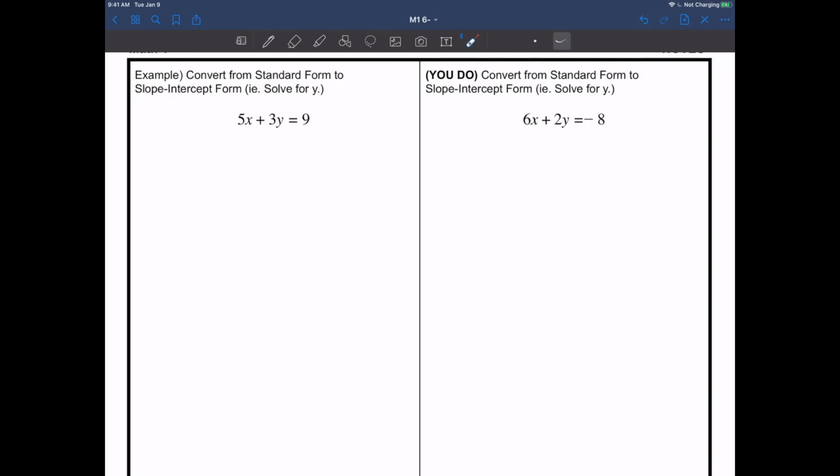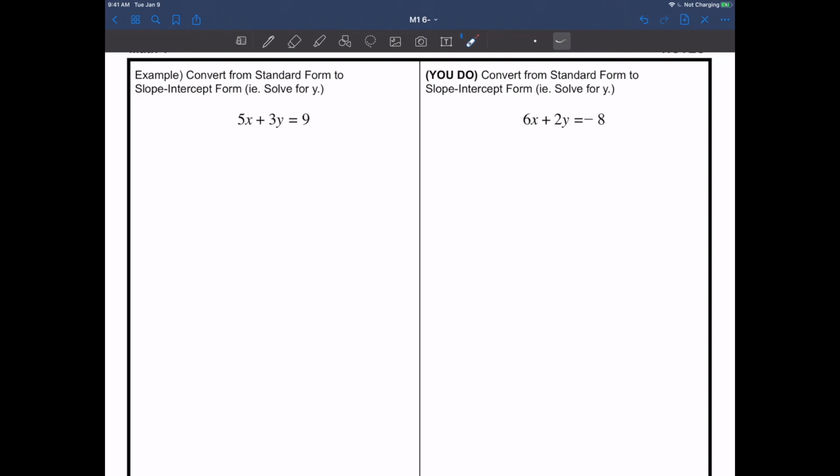So now we're going to convert from standard form to slope-intercept form. Remember, the slope-intercept form is y equals mx plus b. So basically, I'm asking you to solve for y. Get y by itself. So I'm going to use the graphic organizer again to help plan out what I'm going to do in order to get y by itself.